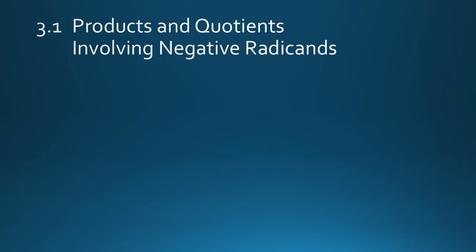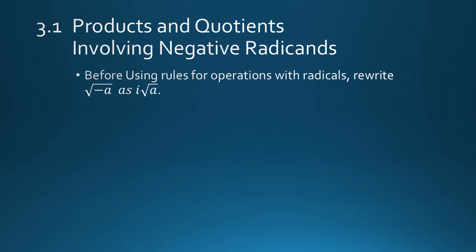Okay, products and quotients involving negative radicands. By the way, the radicand is the number that is under the root symbol. Before using rules for operations with radicals, you must rewrite any square root of a negative number as i times the square root of that number. That is very important. Don't forget, you must do that first. If you do not, you will very likely get a wrong answer.